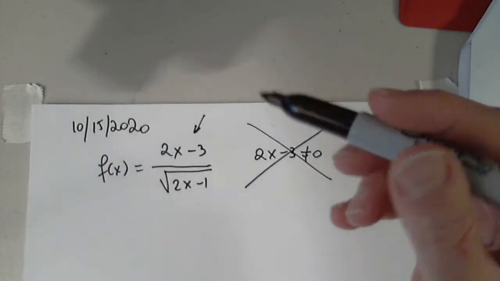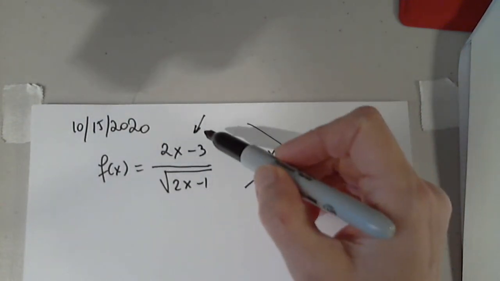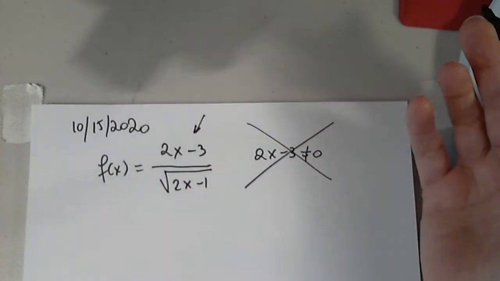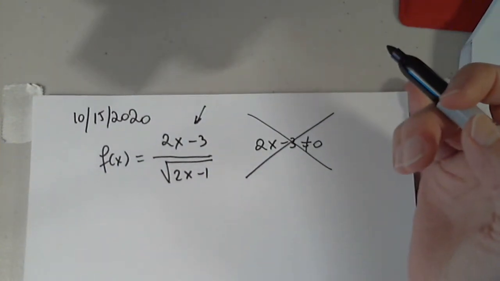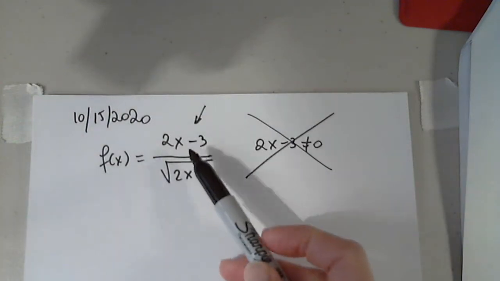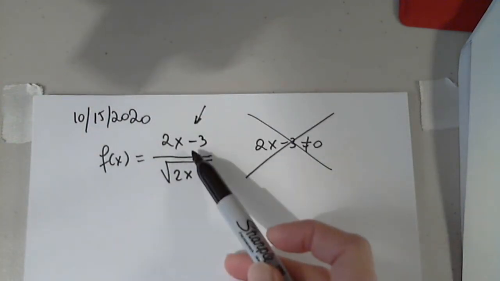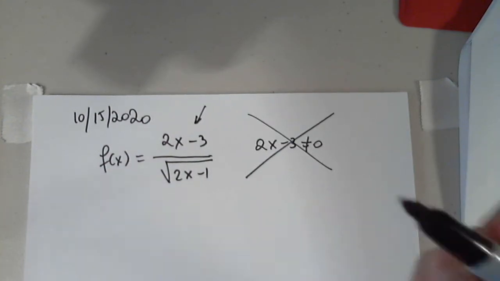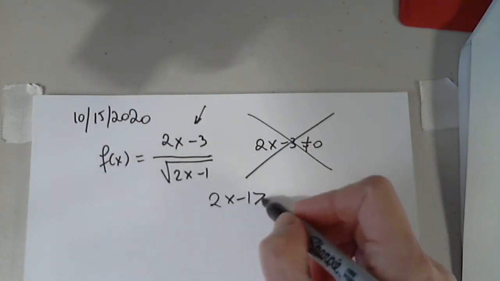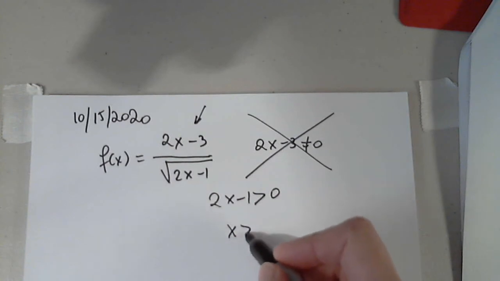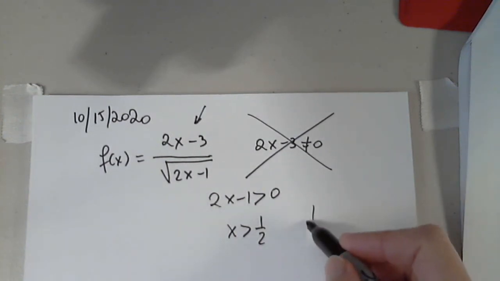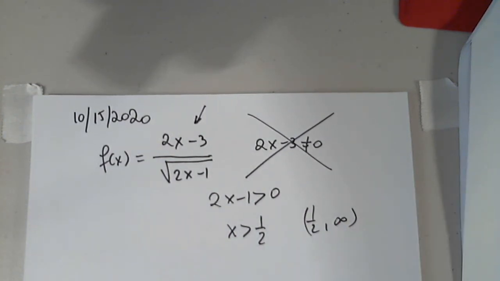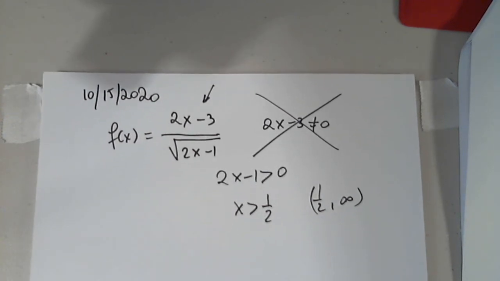The numerator can be 0 unless it has a square root, or it has a function whose domain is not all real numbers. But we never state a domain or a restriction on the numerator unless specific cases happen. So the only thing that I was expecting my students to write was this, which means x is greater than 1/2, or 1/2 to infinity. Just want to make sure that this is clear.